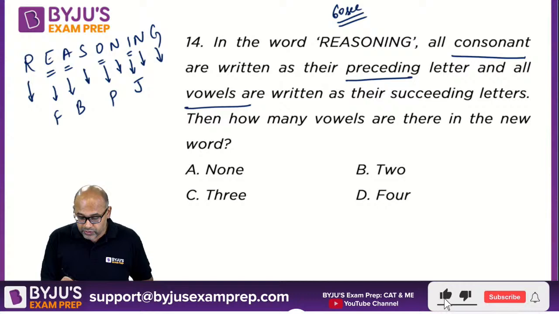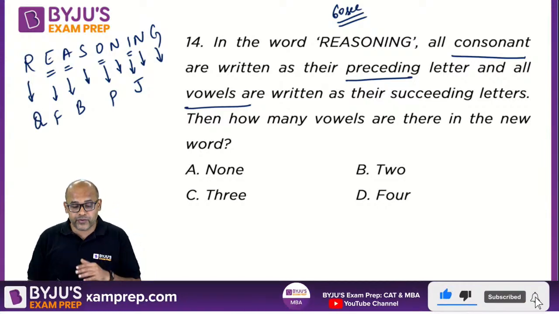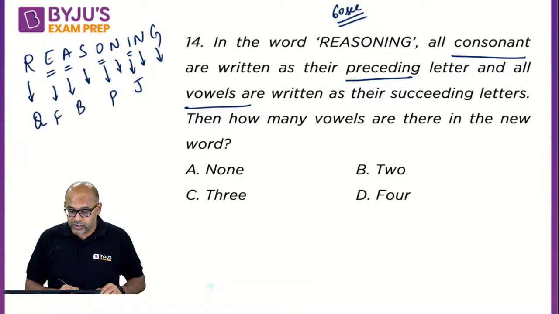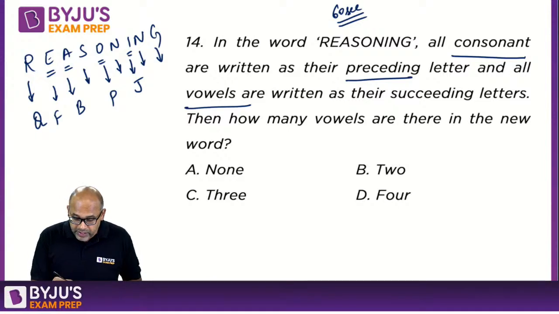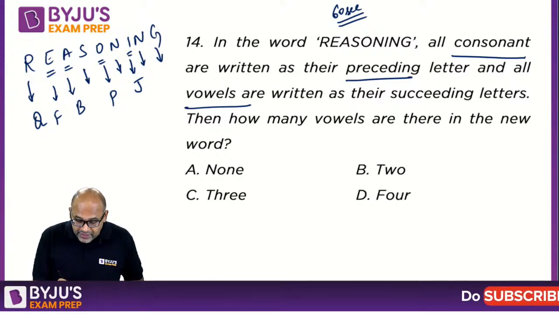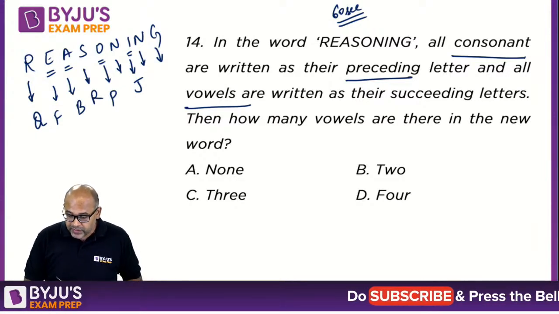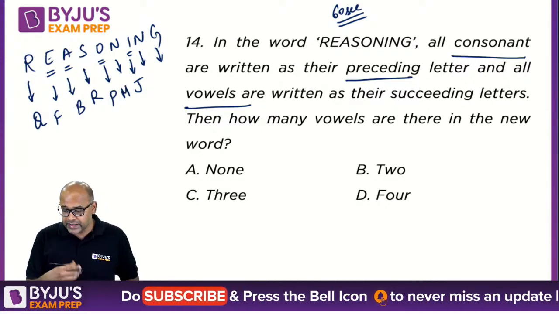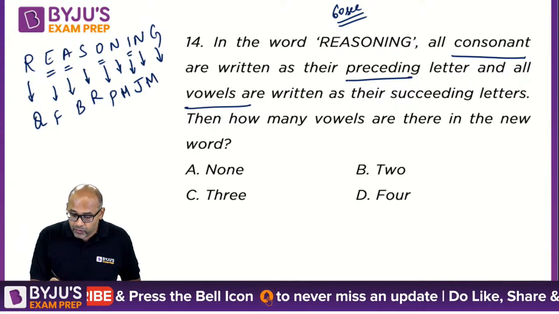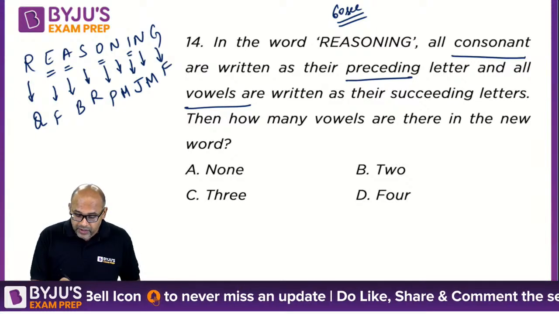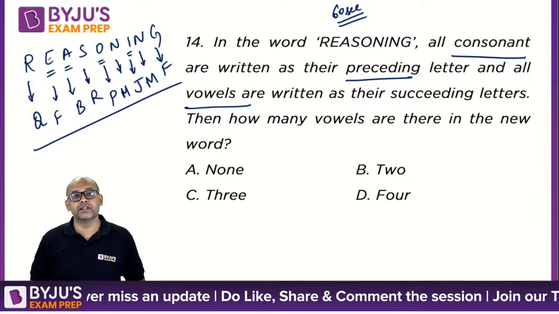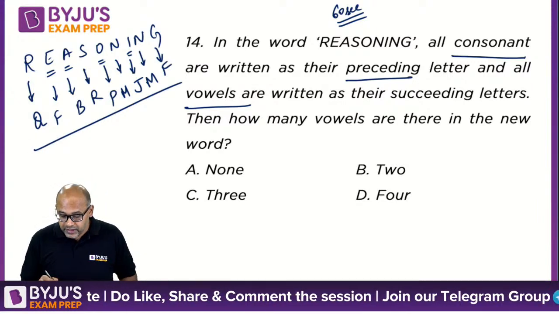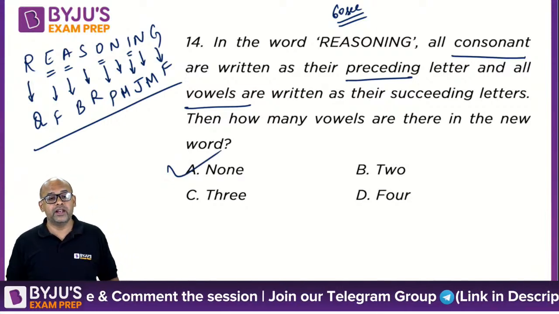The consonants have to be replaced by the letters coming before. So before R comes Q, then you have Q, F, B, then what comes before S, R comes before S, then P, then you have N, what comes before N, M, then what comes before N, M again, what comes before G, it is F. You can see that there are no vowels here. There are no more vowels here. Therefore, the answer is option A, none.